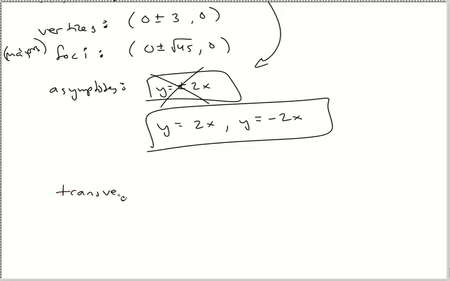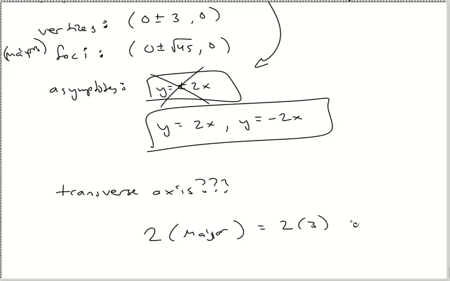And then they're asking for this transverse axis. Like, what is this thing? Well, it's just 2 times the major again. 2 times the major. So 2 times 3 is a 6. And there you go.